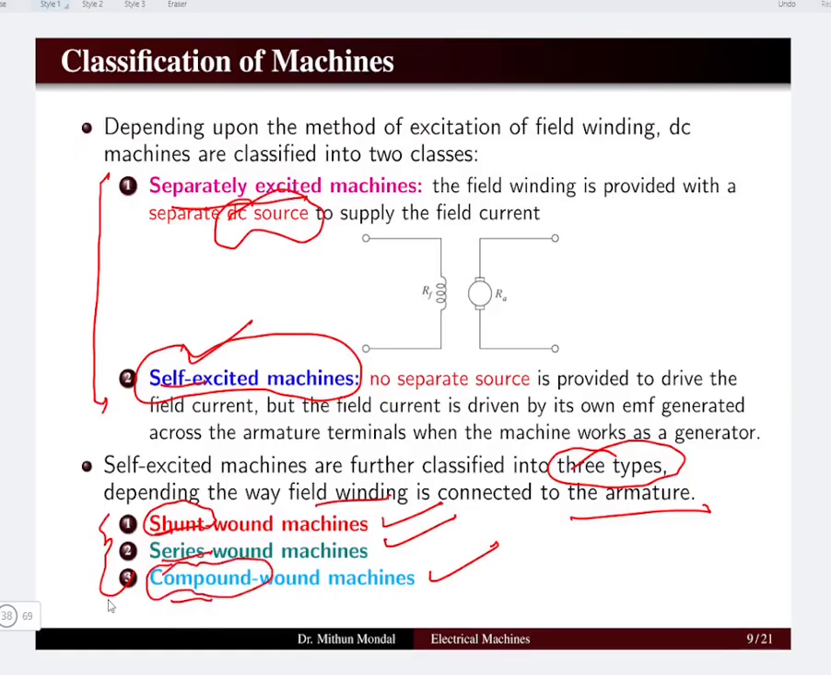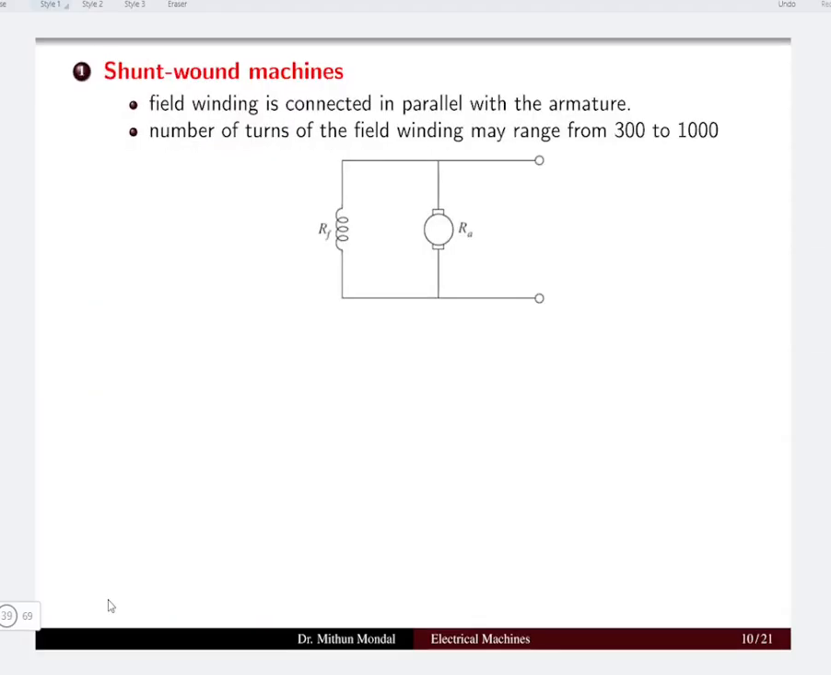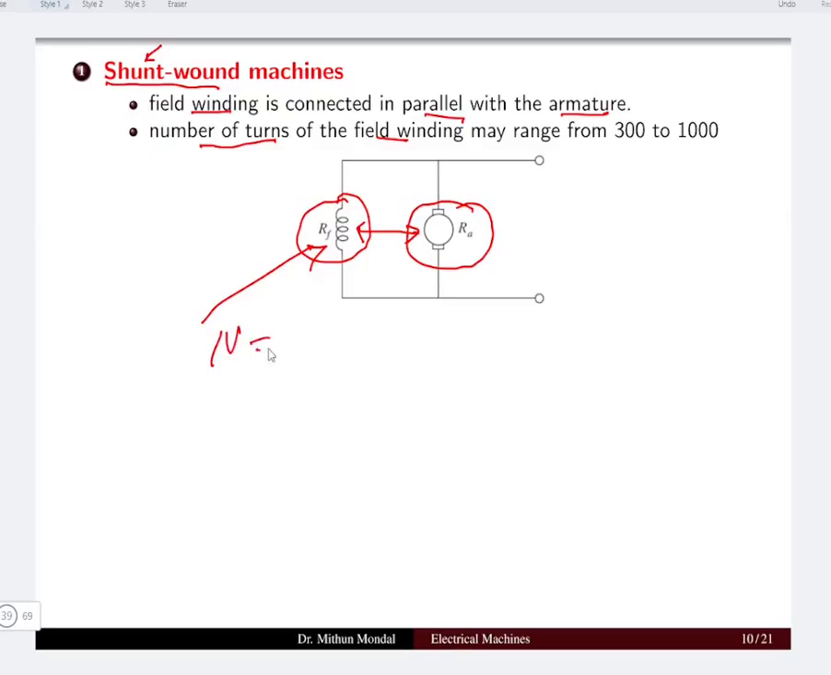Because both series and shunt will be present. Let us see first the shunt wound machine. So this is the armature of a DC machine, and this is the field winding. The name shunt has been given because the field winding and the armature both are connected in parallel. So the field winding is connected in parallel with the armature, and the number of turns present in the field winding will be 300 to 1000.